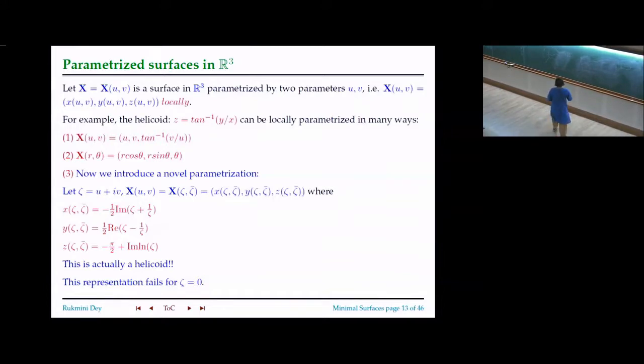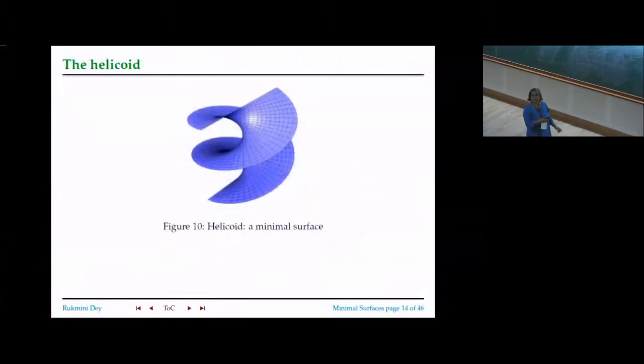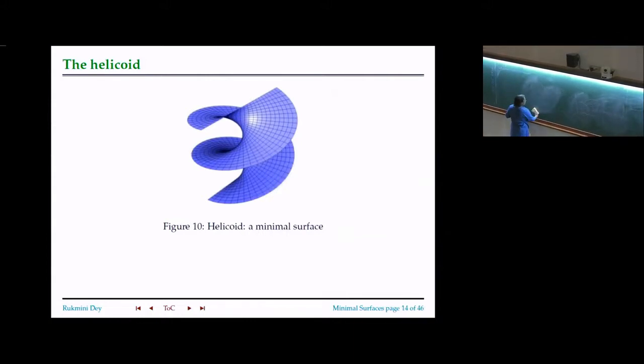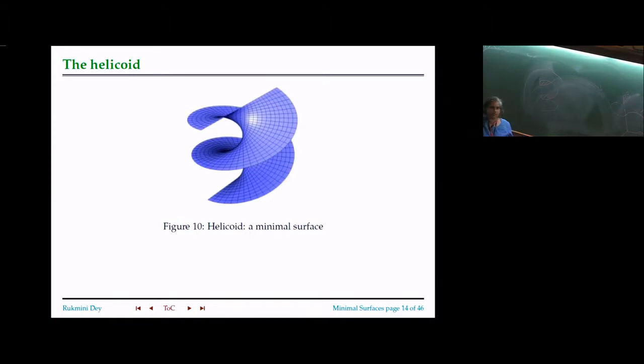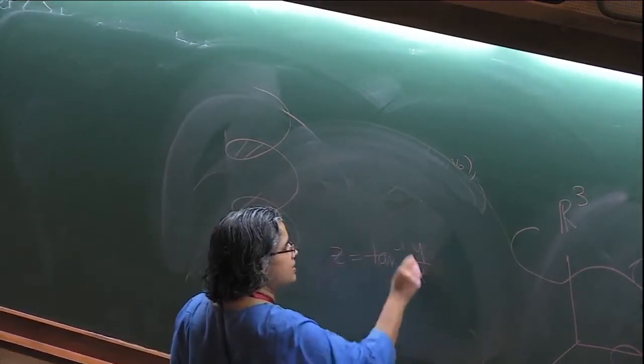For example, this surface, let me show you the picture first. This surface, like a spiral staircase, will be very important to us. Let me delve a little bit on this. So you take a helix and there will be a surface spanning it. What is the property of the helix? If you go right round, it climbs a certain distance. Okay. So one way of parameterizing it is z is equal to tan inverse y by x.